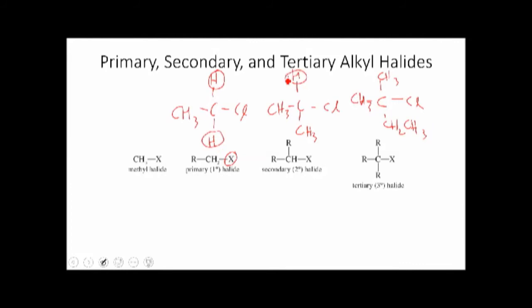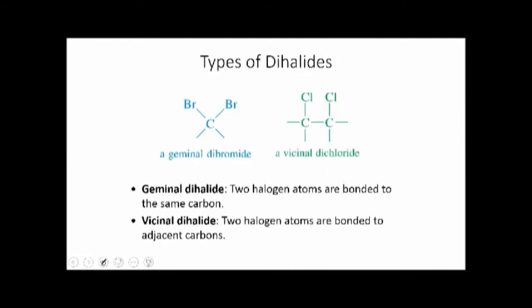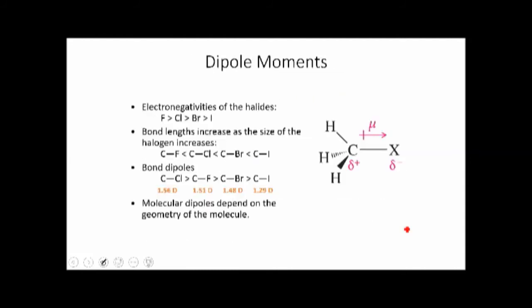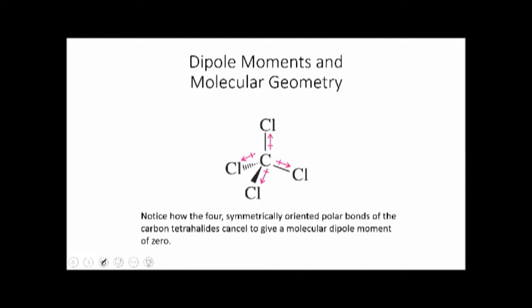Okay, with primary halide we have 2 hydrogen atoms on the concerning carbon, you see, the carbon attached to halogen, and then you have 1 hydrogen for secondary, and 0 hydrogen for tertiary. So this is the type of halides. You may read this in your notes. So these are some examples of alkyl halide. There are many examples of it.